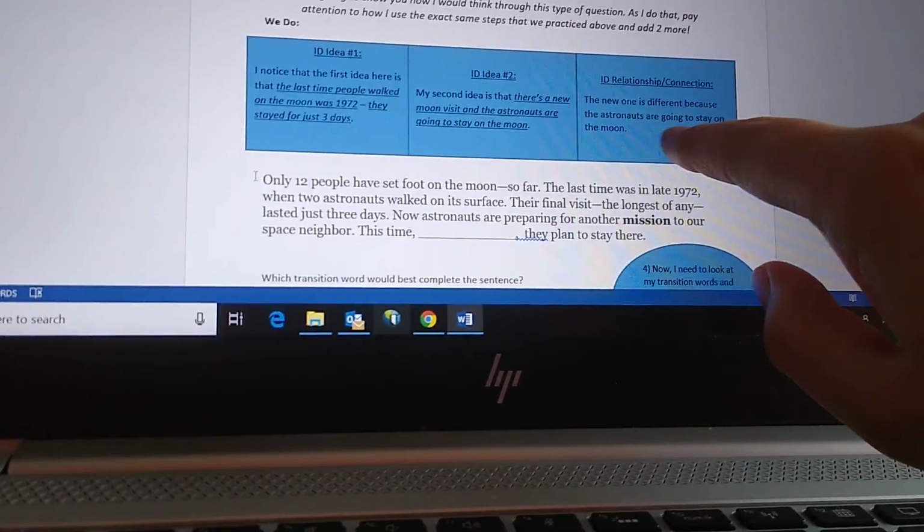And then we'll move to C. However, Mars is so far from Earth, traveling there will require humans to stay for long periods of time. So choose which one makes the most sense, A, B, or C. And then make your choice, and we'll move down to the next one.